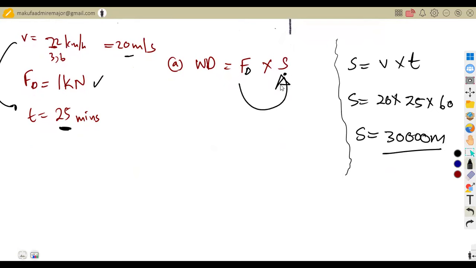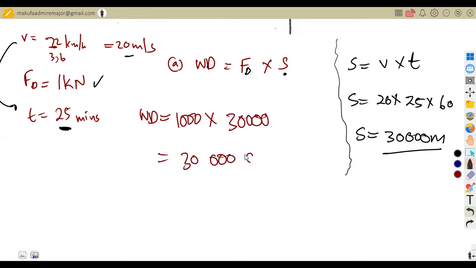So force times distance is the work done. That means your work done is going to be the force, which is the drawbar pull of 1 kilonewton, that is 1,000 newton, multiplied by the distance which you're given as 30,000. If you multiply this, that will be 30 million. And 30 million joules simply means 30 megajoules, if you divide by 1 million, or multiply by 10 to the exponent of negative 6.